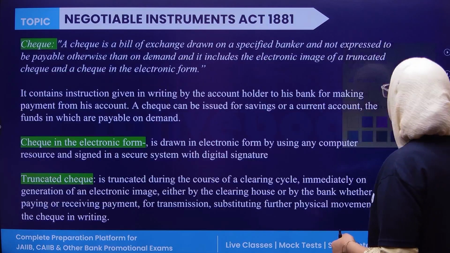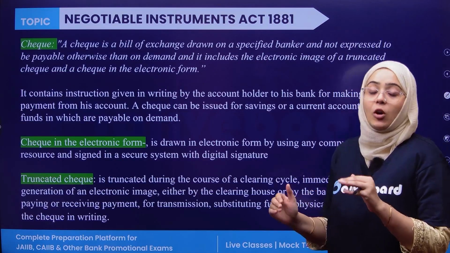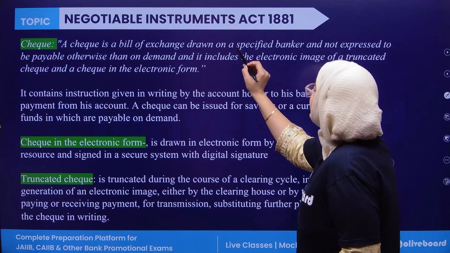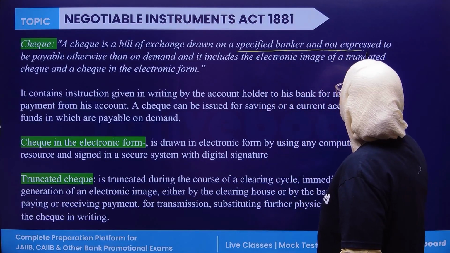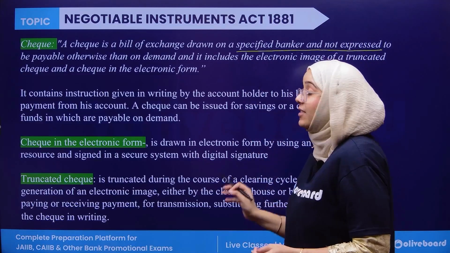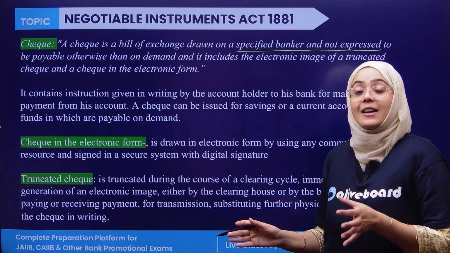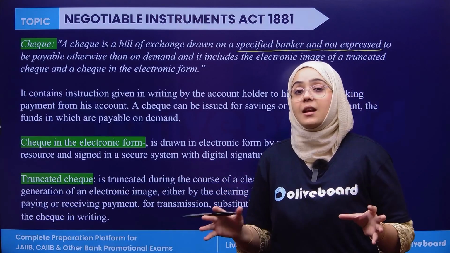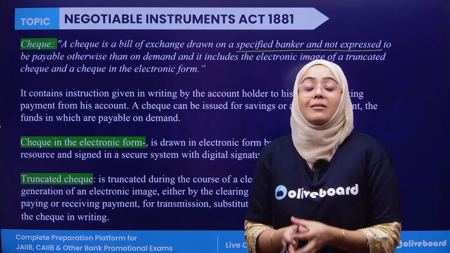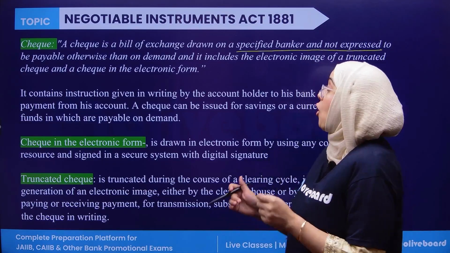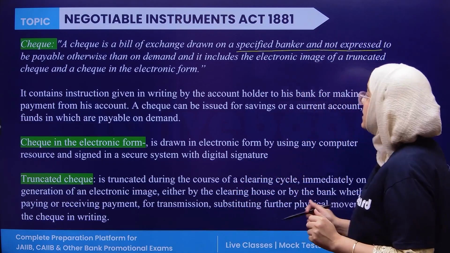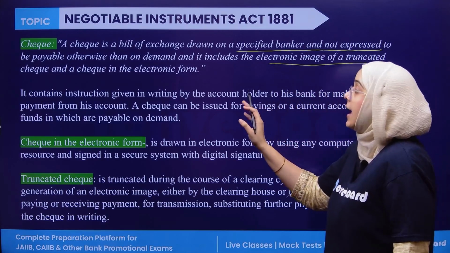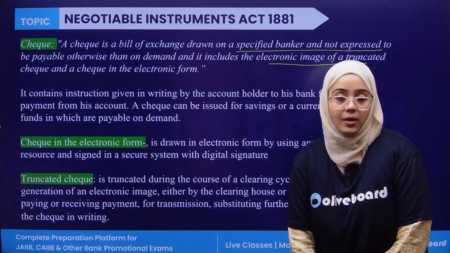Now, if we talk about the check, what is a check? A check is a type of bill of exchange that is drawn on a specified banker and not expressed to be payable otherwise than on demand. It is drawn on a banker, and it is clearly stated that this check or bill of exchange should be paid on demand, not other than on demand. It includes the electronic image of a truncated check and a check in electronic form.